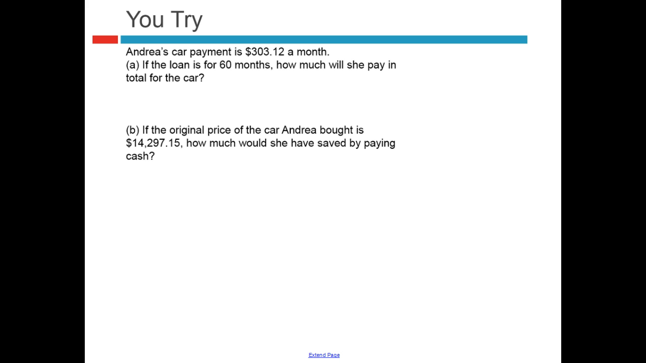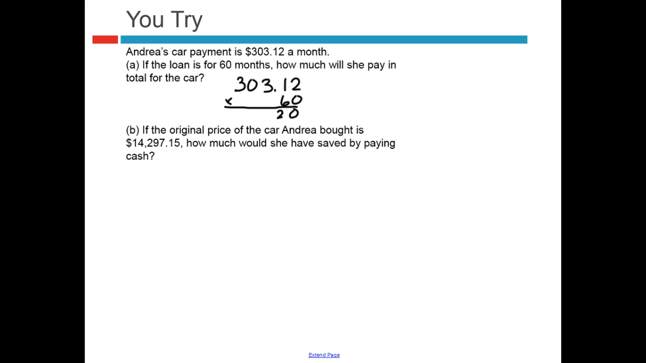Okay, so here we have that Andrea's car payment is $303.12 per month. The loan is for 60 months. So how much did she pay in total for the car? So if she took the $303.12 and multiplied by 60, the term of the loan, that would give us the total amount of the loan.